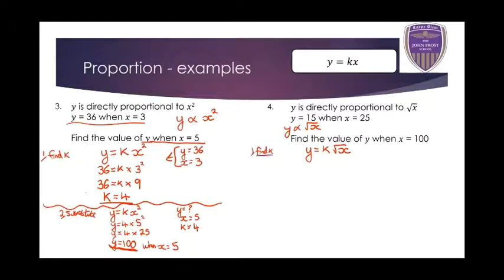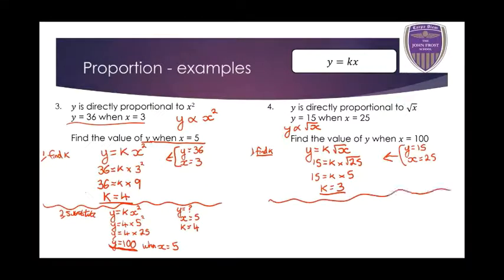And then we do the exact same thing again. So we're going to find k first of all. And we're told that when y equals 15, x is equal to 25. So let's substitute these values in. So when y is 15, k times square root of 25. What's the square root of 25? Well, the square root of 25 is 5. So y equals k times 5. Something times 5 is 15. Fairly easy. K is equal to 3. And there's our constant. We found our constant k now, okay?